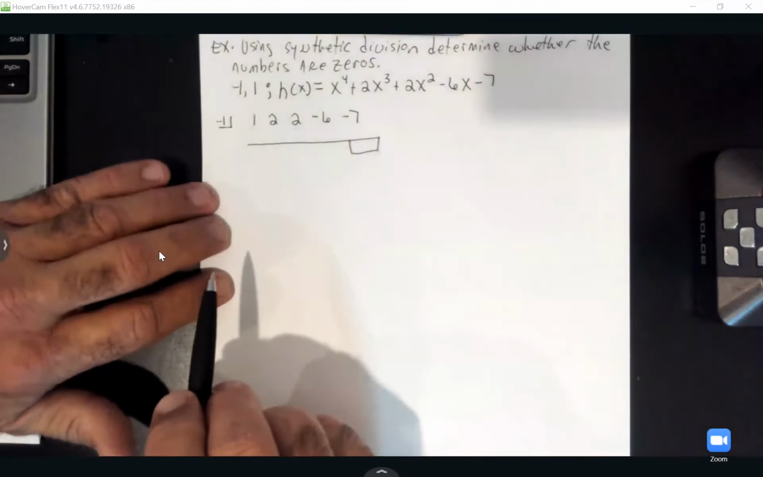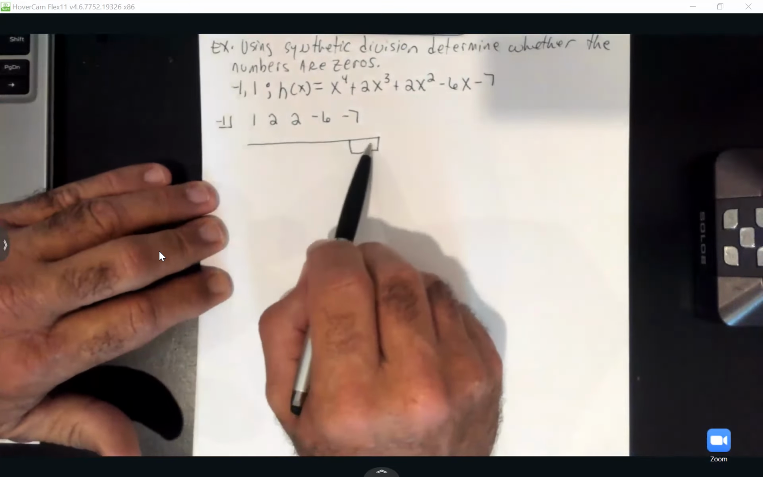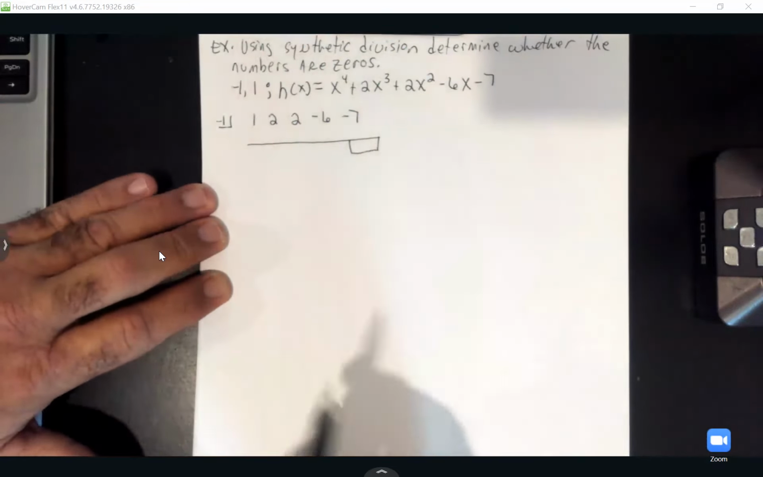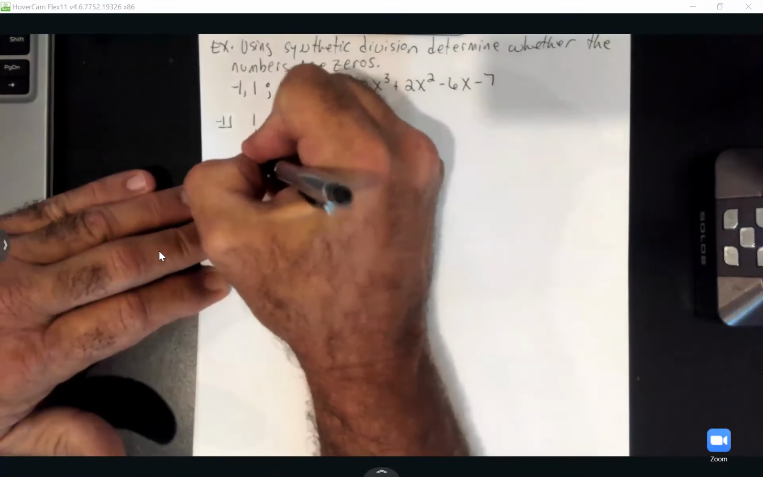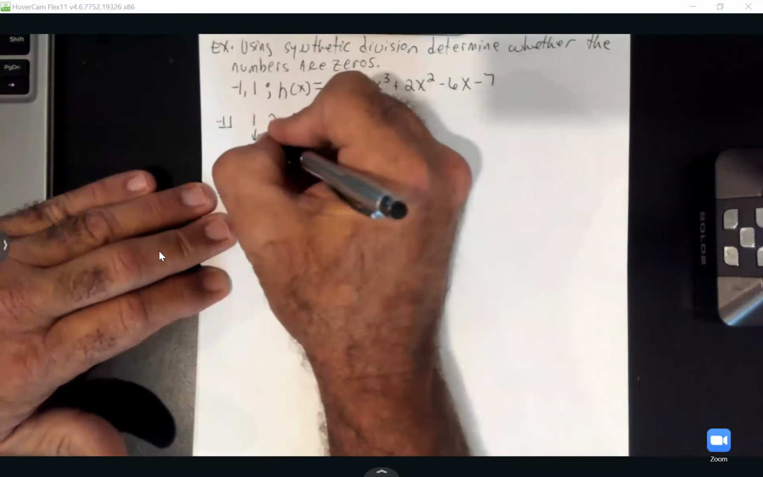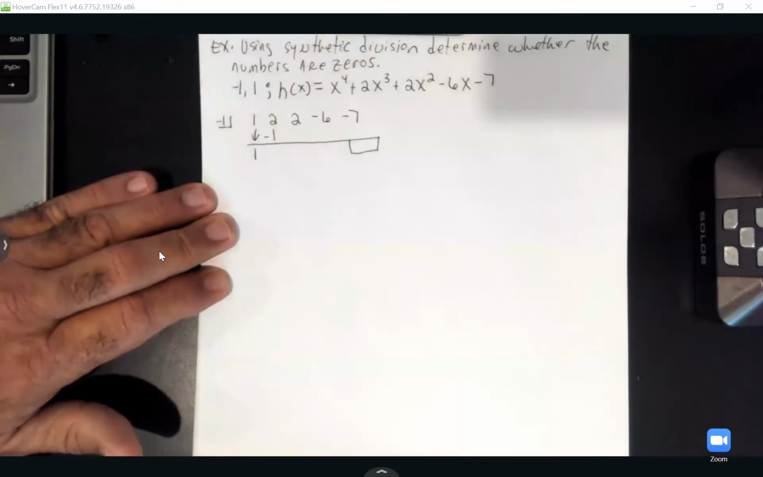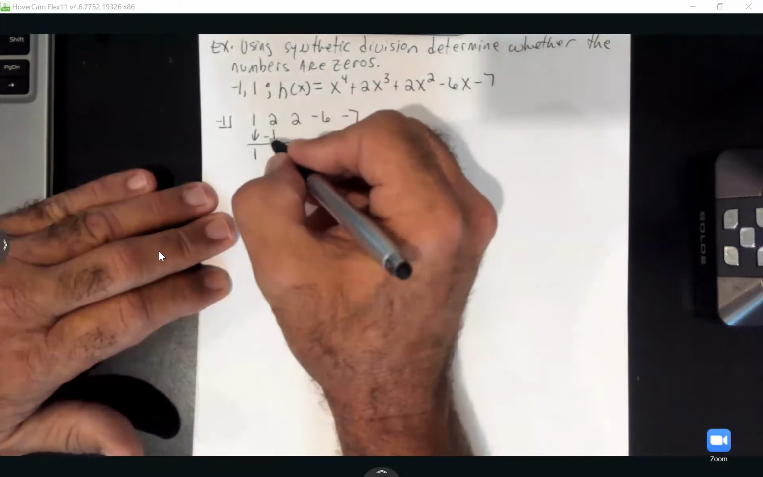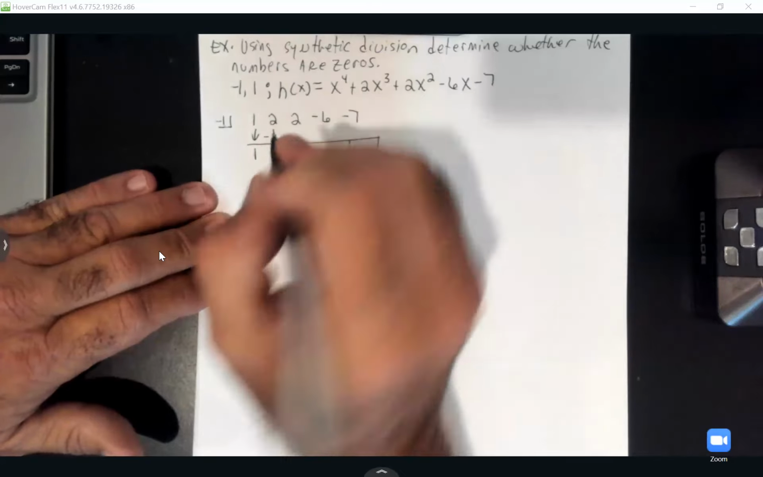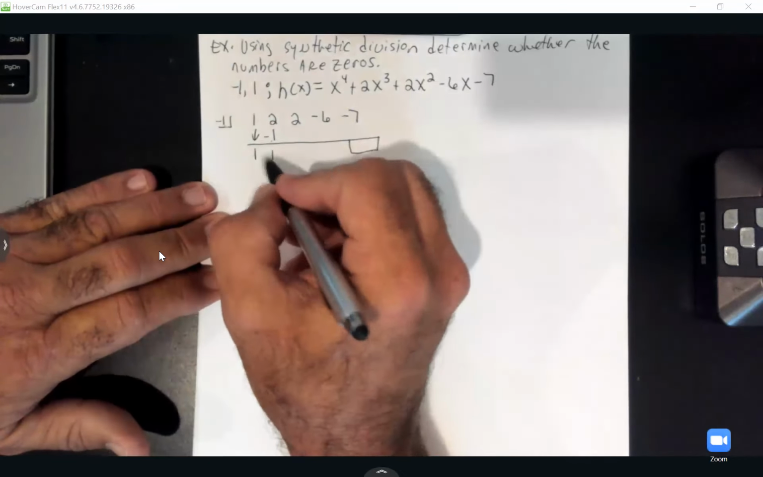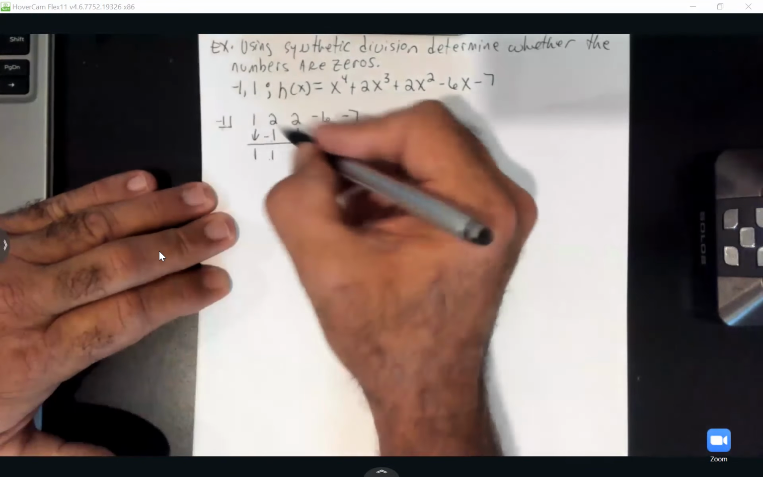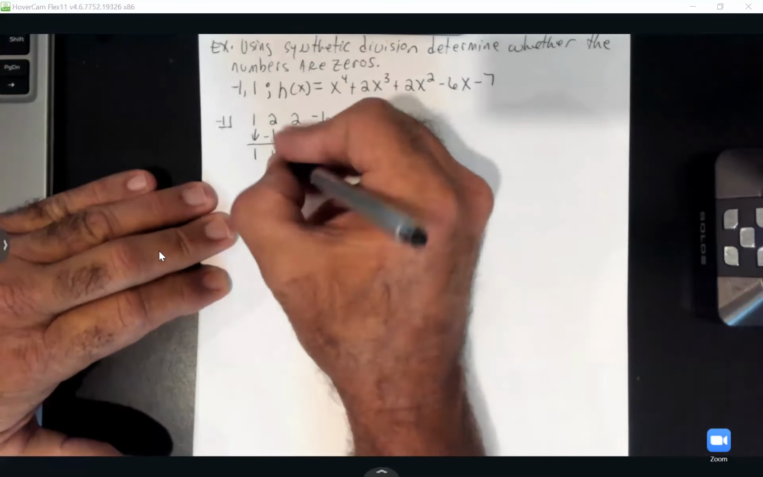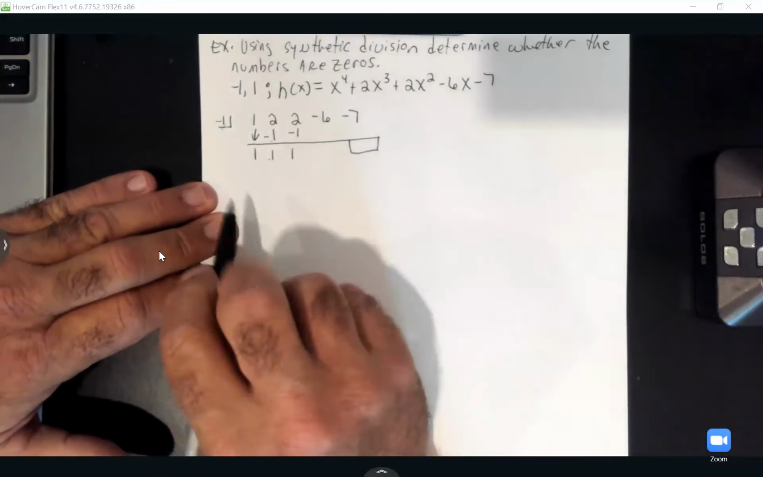So once again, I'm looking to see if there's zeros. So I'm looking for a zero remainder again, okay? All right, y'all, here we go. Bring the 1 down. 1 times -1 is -1. 2 minus 1 is 1. 1 times -1 is -1. 2 and -1 give me 1.